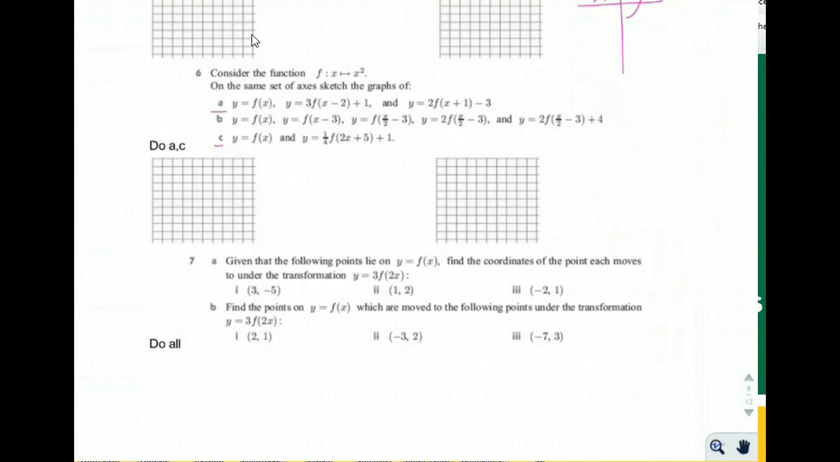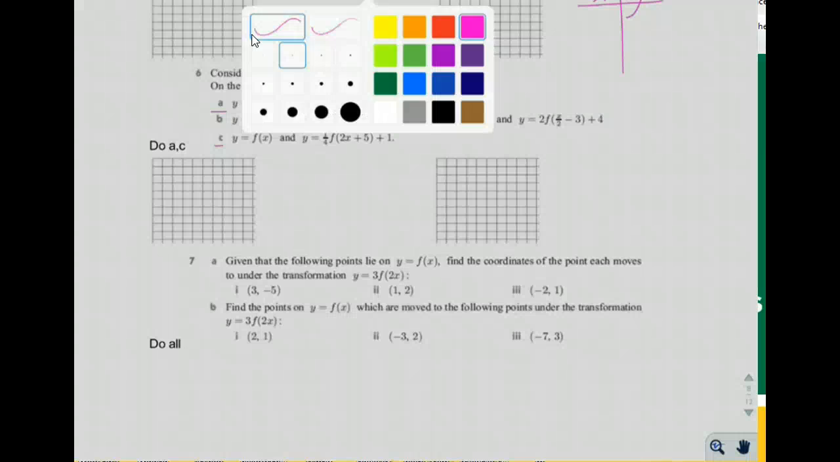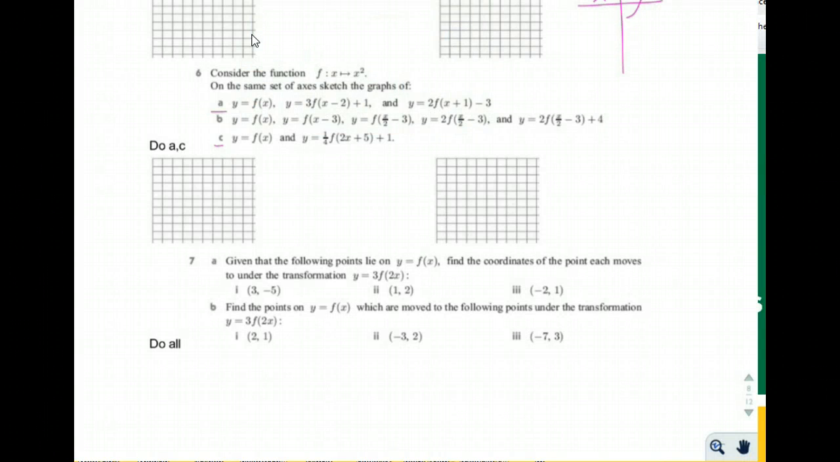And why don't we do a complicated one? We could do this one here. Okay, we'll do C. So the original graph is just y equals x squared, which we've graphed so many times now. You can just do it just like that, right?